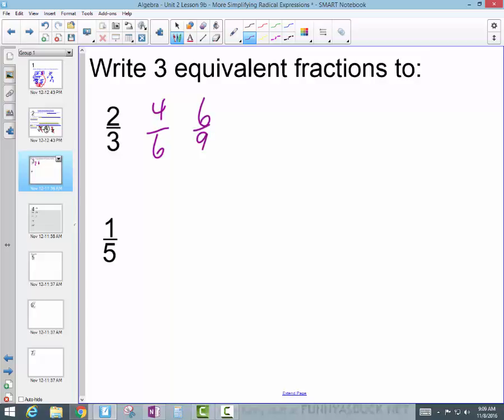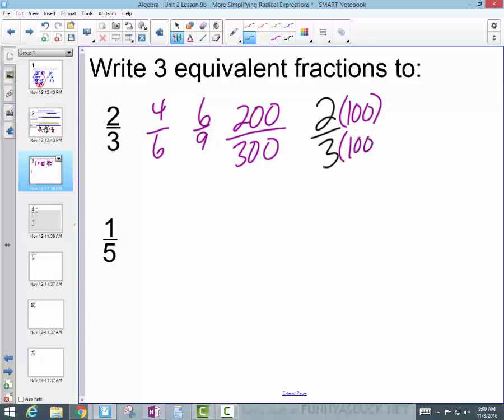I could do them both times 100, and I could have 200 over 300. All of those are equivalent fractions. All of those still are worth 2/3. And remember, the reason behind that, what you learned way back in 3rd or 4th grade, is that what you were doing is timesing these. Let's say that last example. I'm timesing the top and the bottom both by 100.